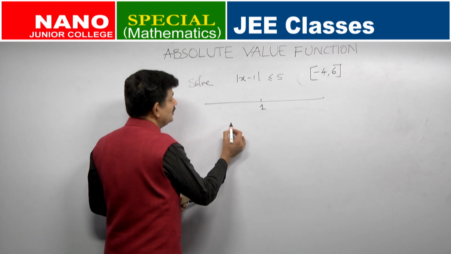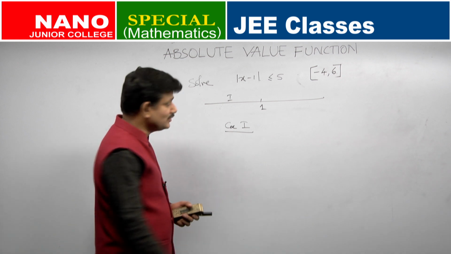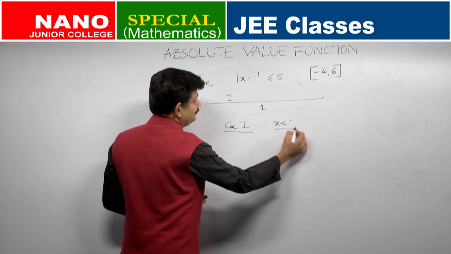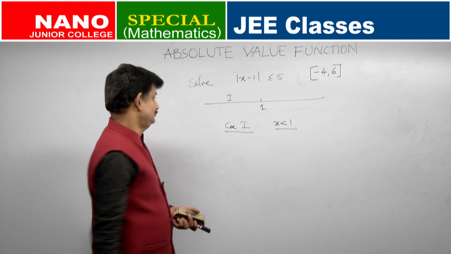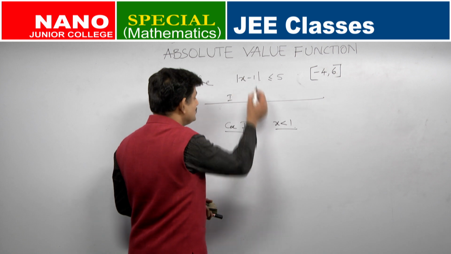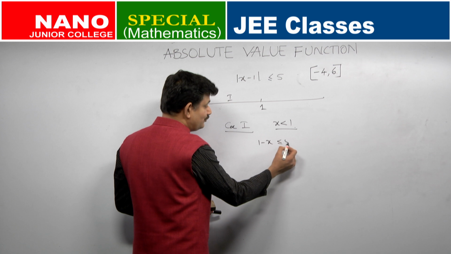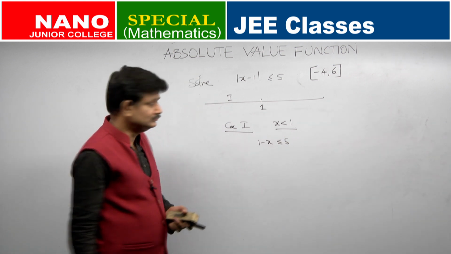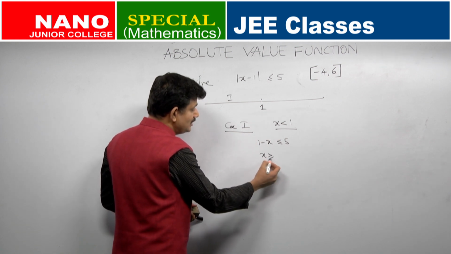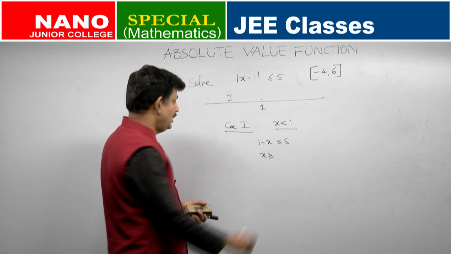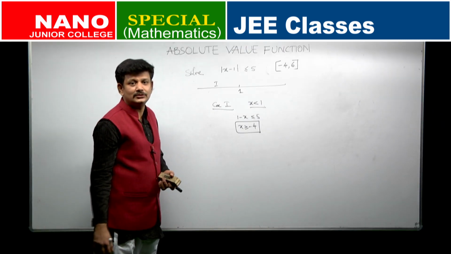So, what will happen to this? Let us say case 1 is the set of all points less than 1. When x is less than 1, x minus 1 will be negative, so modulus of x minus 1 will be 1 minus x. 1 minus x is less than or equal to 5. Throw x to the other side, bring 5 this side. So, what do you get? x greater than or equal to minus 4.